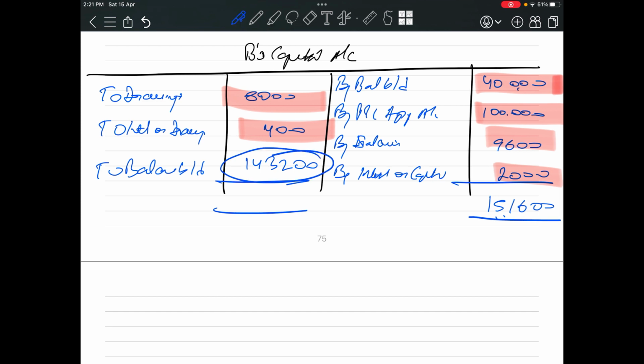1,43,200. So this is all about fixed and fluctuating capital. This may come in your exams as well. It's a very important concept. Students used to be very confused. It's very simple. You don't have to be confused.